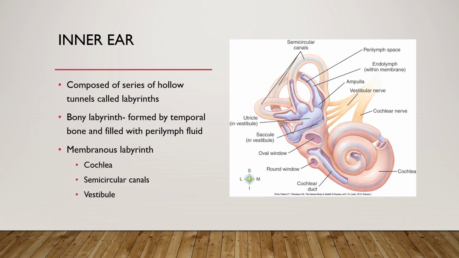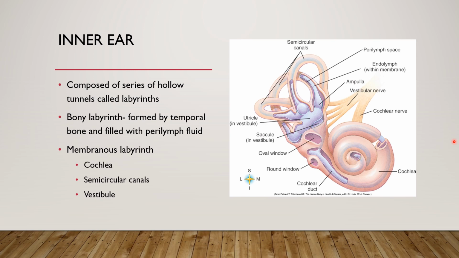All right, moving on to the inner ear then. This is composed of a series of hollow tunnels. They're called labyrinths. We have a bony labyrinth formed by the temporal bone and filled with perilymph fluid. And then we have a membranous labyrinth, and that is going to include the cochlea, semicircular canals, and the vestibule. All right, so here we have our cochlea, and our semicircular canals are up here, and then the vestibule. All right, the cochlea is the spiral shape. It contains the cochlear duct and the organ of Corti, also known as the organ of hearing. It extends along the length of the membranous labyrinth, and it's lined with cilia.